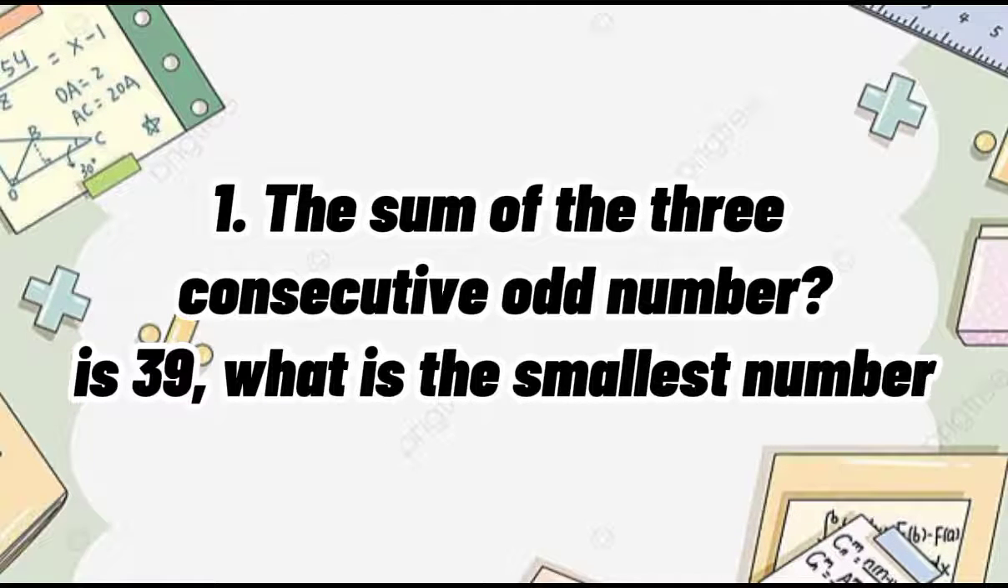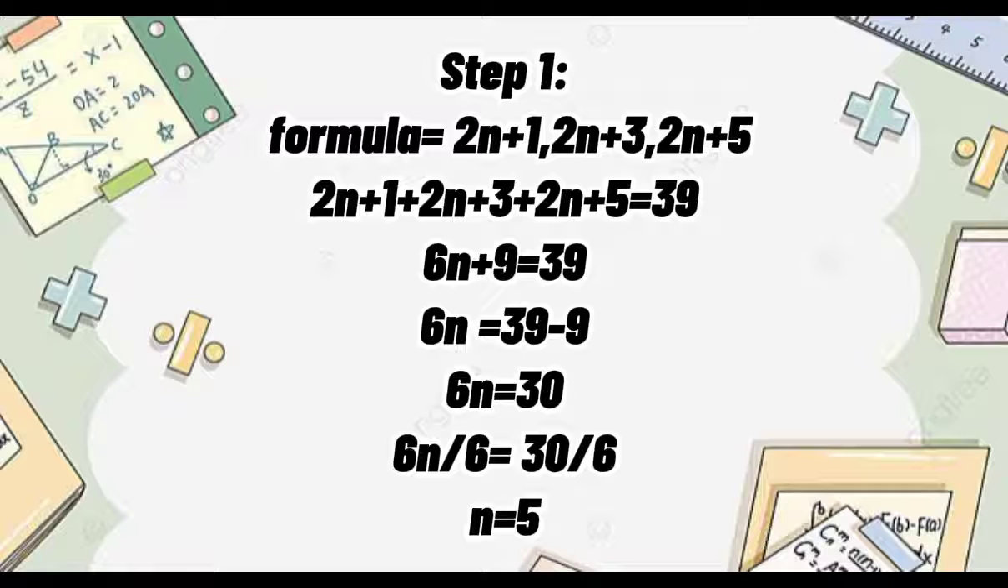The sum of 3 consecutive odd numbers is 39. What is the smallest number? So in problem solving, you should start with a formula. It is always step 1. So the step 1 is 2n plus 1, 2n plus 3, 2n plus 5. First, you should add those formulas, which is 2n plus 1, 2n plus 3, 2n plus 5 equals 39.